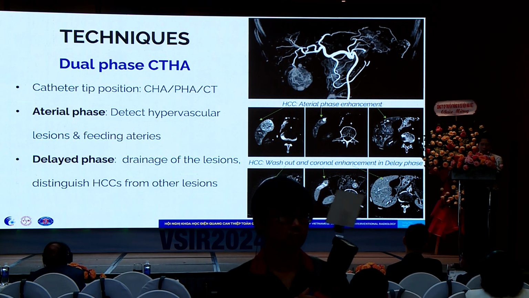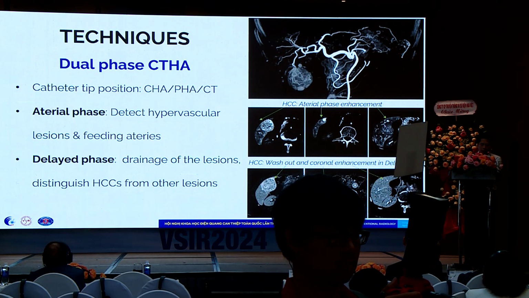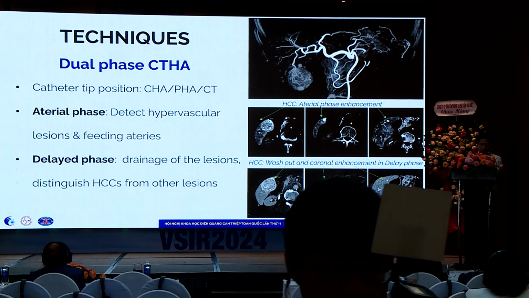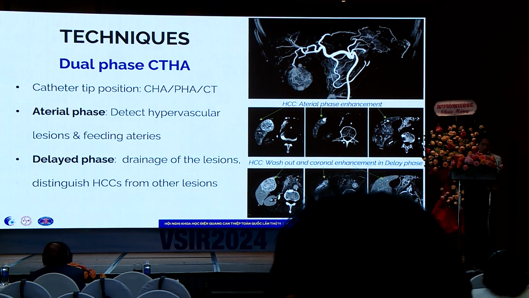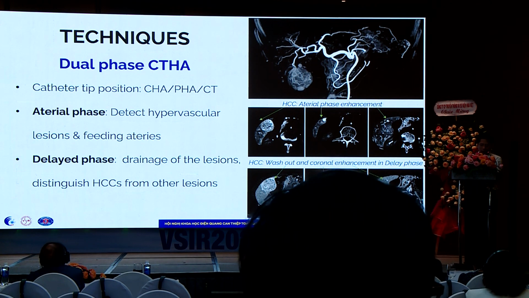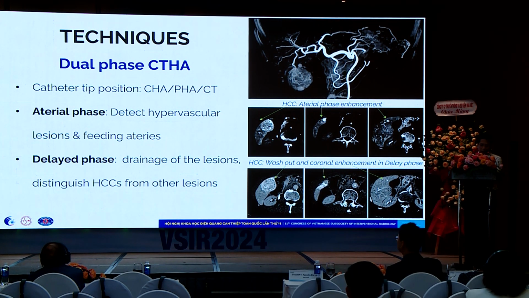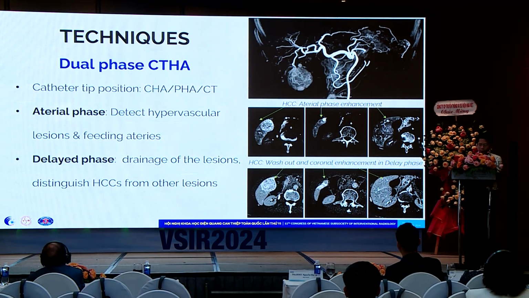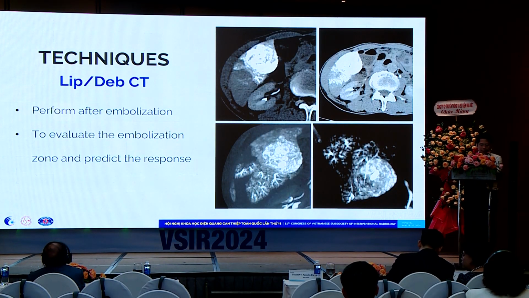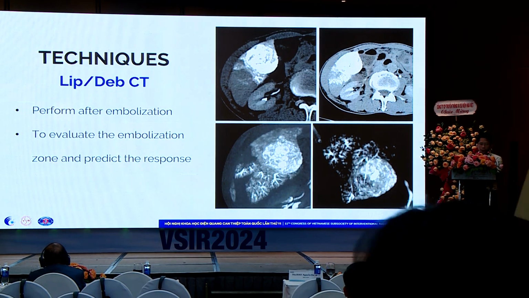The second technique is hepatic arterial CT, when the catheter is located in the common hepatic artery, proper hepatic artery, or celiac trunk. In the arterial phase, we can detect hypervascular lesions and thickened arteries. And in the delayed phase, we can watch the washout of lesions, so we can distinguish HCC from the other lesions. Lead test or follow-up CT is the non-contrast scan performed after the embolization, and the purpose is to evaluate the embolization zone and predict the response.